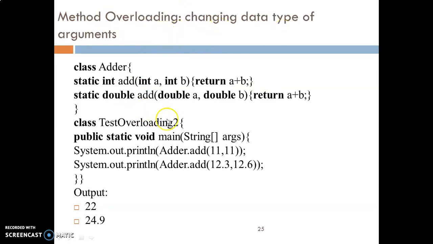And this is the example of method overloading with different data types. Why is it a different data type? Here we are having two arguments, but the data type has been changed. That you can see. I am rotating my mouse.